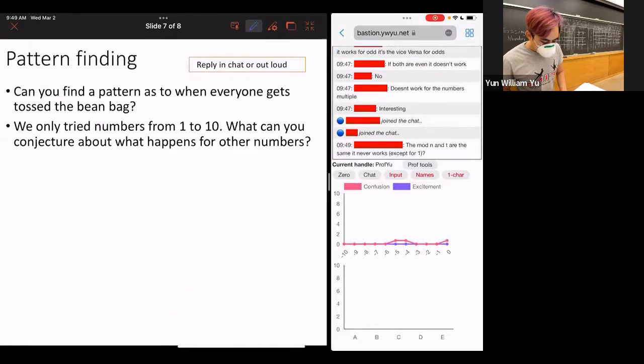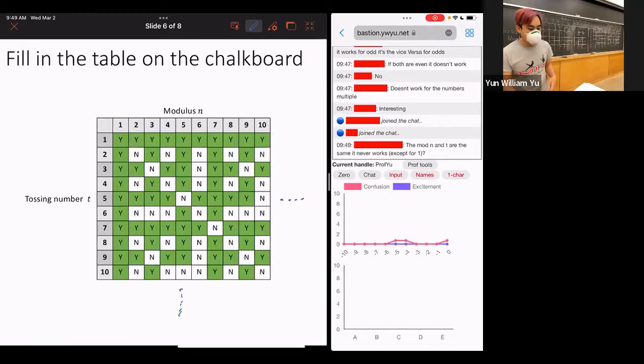Let's see. We only tried numbers 1 to 10. What can you conjecture about what happens for other numbers? When the modulus n and the tossing number t are the same, it never works. Yes, except for 1. 1 is the exception there, because it always works for 1. But for any other number, if you look along this diagonal line here, you're right, it seems to never work. You can see this pattern, and you'd think, maybe I can prove that for the general case. Yeah, and the same for multiples.